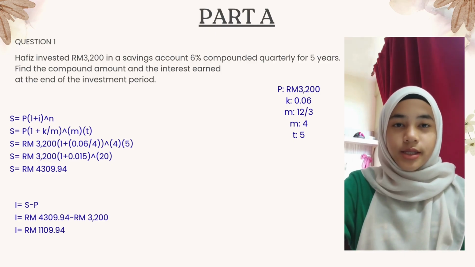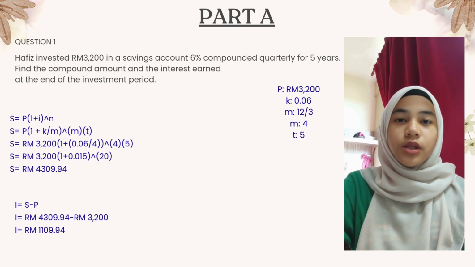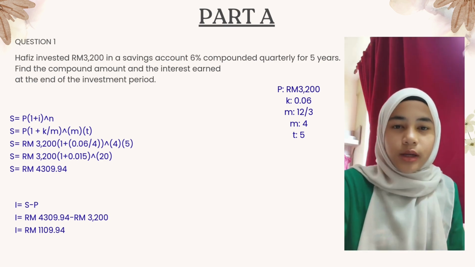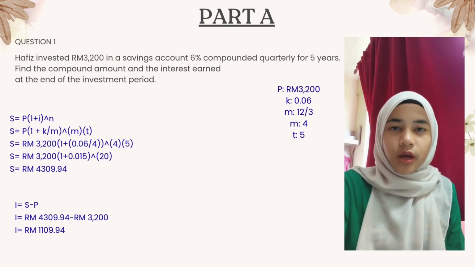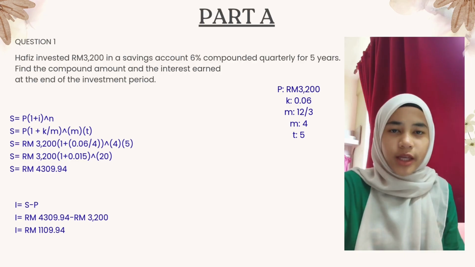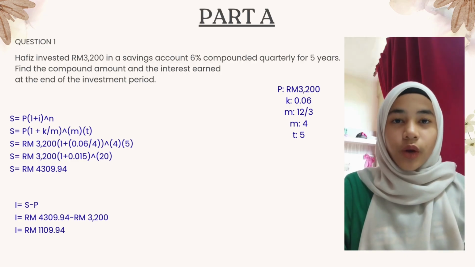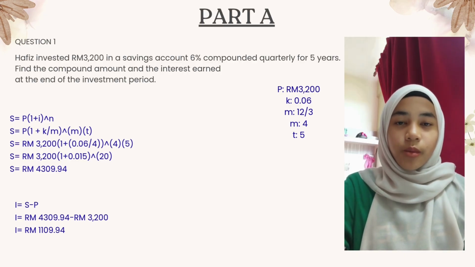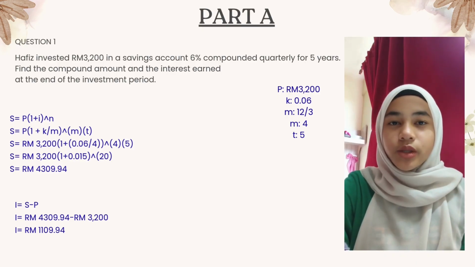The answer is S equal to RM4,309.94. Next, we need to search for interest earned. We can use the formula I equal to S minus P. I equal to RM4,309.94 minus RM3,200. The answer is I equal to RM1,109.94.